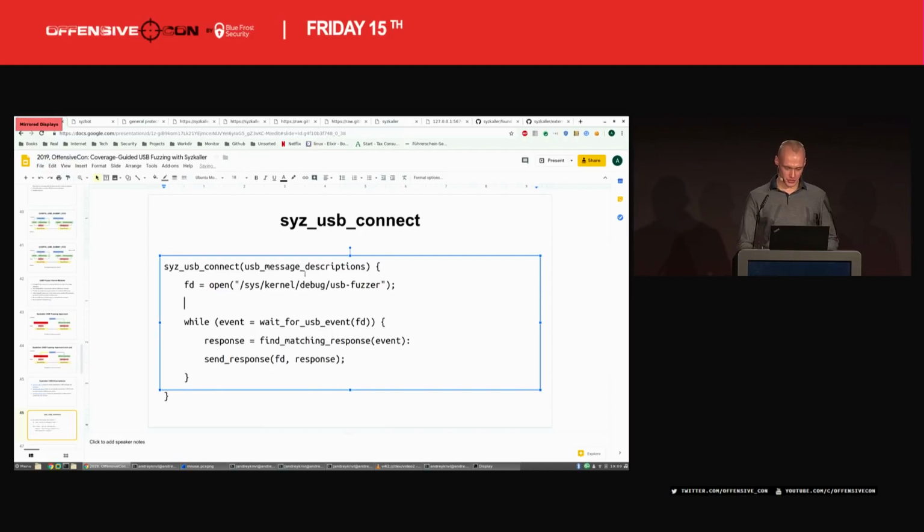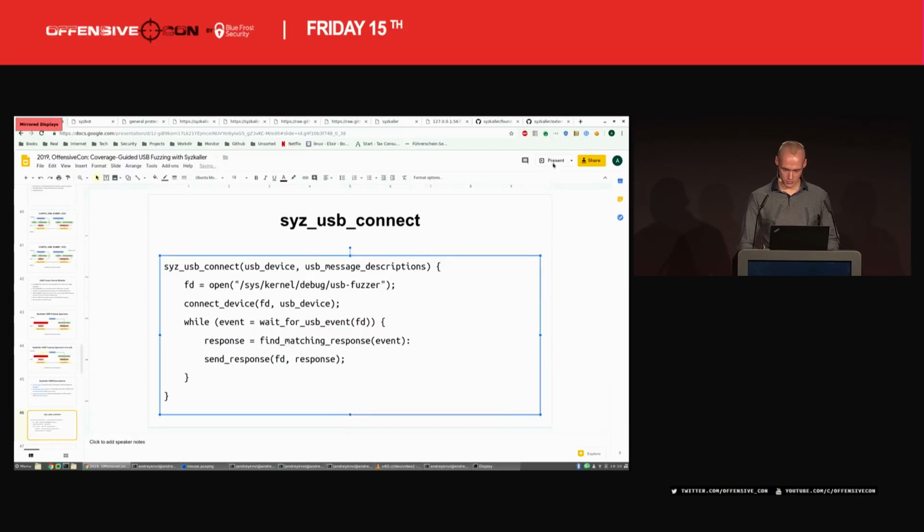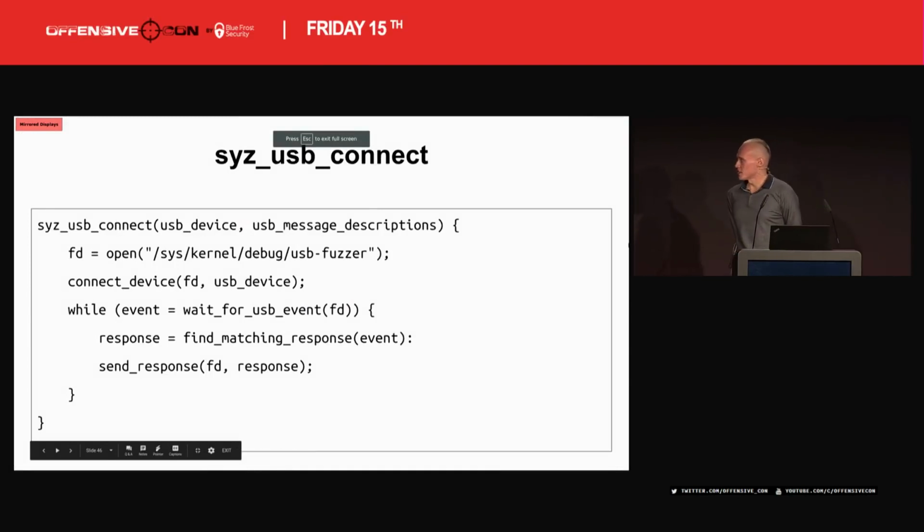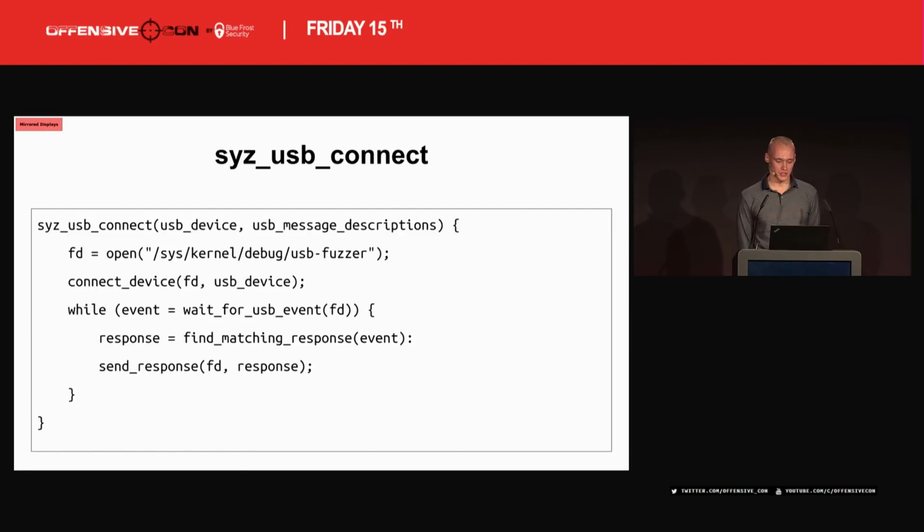What you want to do is first emulate a device, or rather connect a device. Connect device, FD, USB device. Yeah, this looks better. So you connect a device that is based on those descriptions that you got passed, and then you wait for USB events. And whenever you have some event, some message you're supposed to reply to, you just get the reply from the description that you got passed.